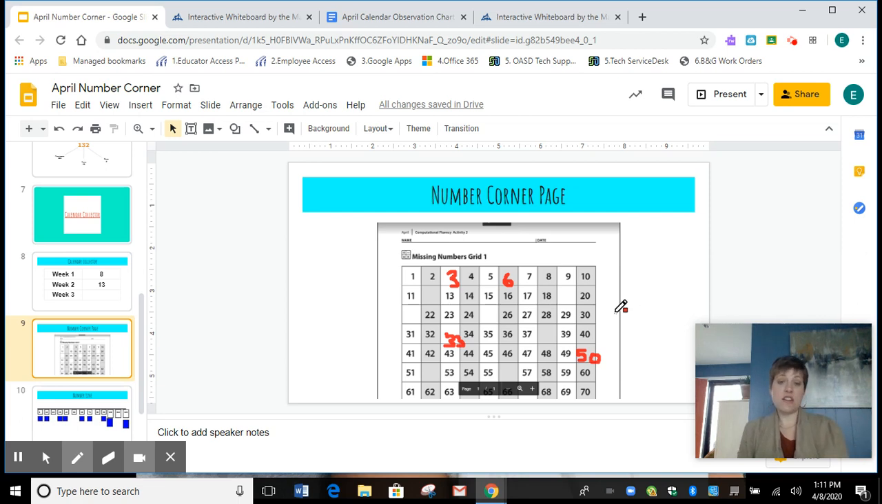Doesn't matter what strategy you use, as long as you're filling in those missing numbers. You might even use a different strategy. You might ask yourself, well, what number comes next, or what number comes before? Like I said, you'll find this in the activity library of your Seesaw account. And that's what we're asking for you to post for math today.